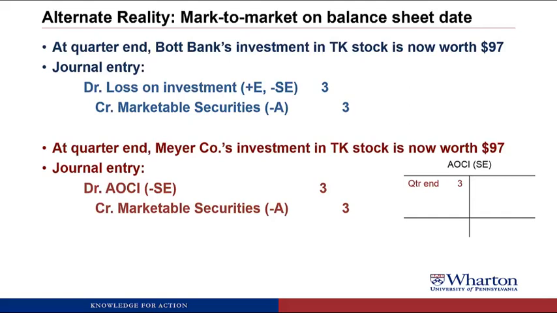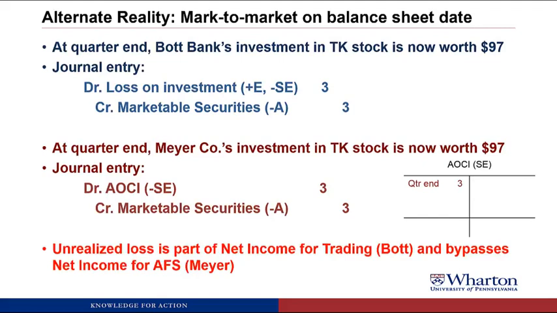sell the security. Now, notice this is just like retained earnings, where you could actually have a balance on the debit or credit side. So AOCI and retained earnings, you could have balances on the credit side or the debit side, depending whether it's accumulated other comprehensive income, or in this case, it's really accumulated other comprehensive loss because it's a loss on investment. Bottom line is, this loss of 3 bypasses net income for available for sale for Meyer, whereas it's recognized in the income statement for Bought.